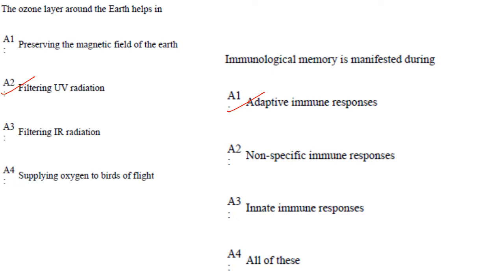Then immunological memory is manifested during adaptive immune response, non-specific immune response, innate immune response, all of these. So it is in the case of adaptive immune response, and immunological memory means the immune system can remember the antigen that has previously activated it, and when it again encounters this particular antigen, it can launch a more intense immune response. That is called immunological memory. So it is manifested during adaptive immune responses.